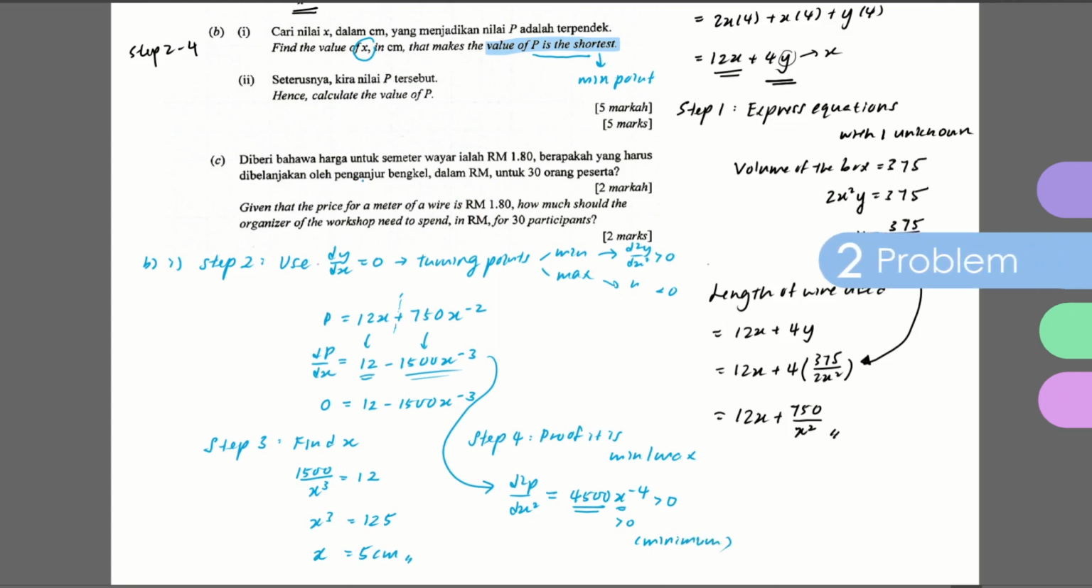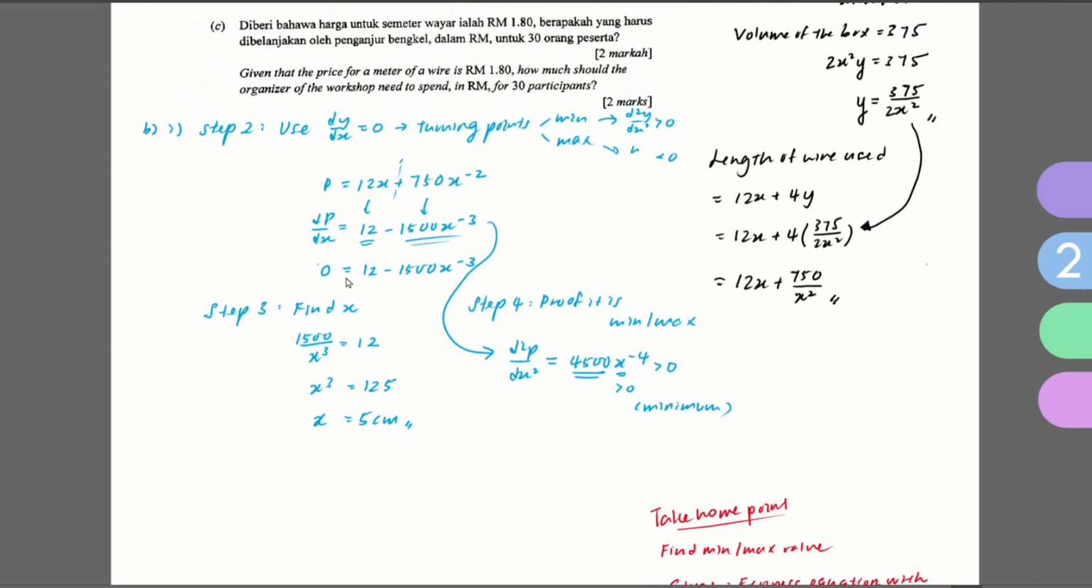And for part 2, we need to use the x that we found here to find our value of P. So it's quite straightforward. By substituting x as 5, you will get 90 cm.